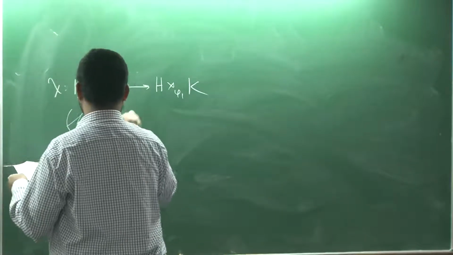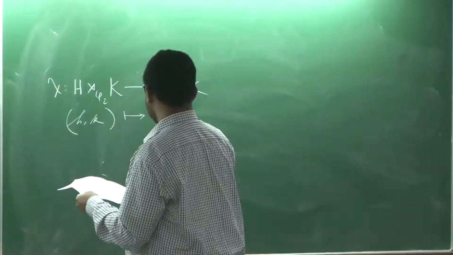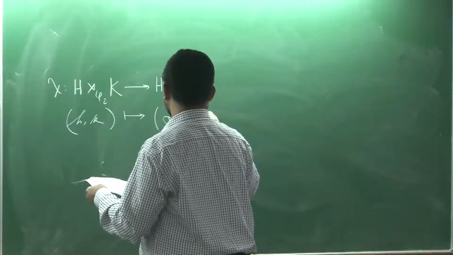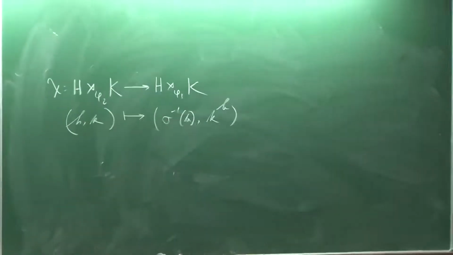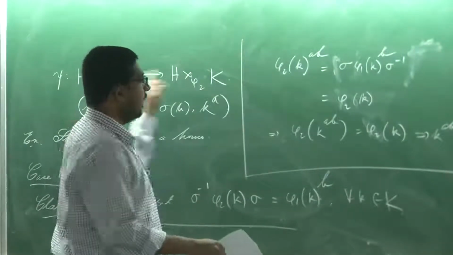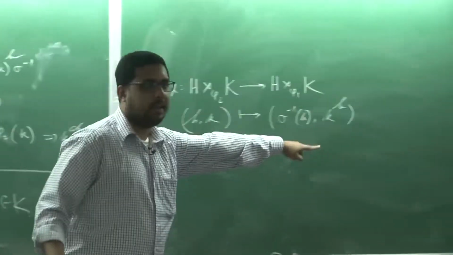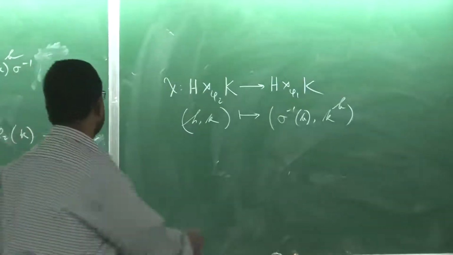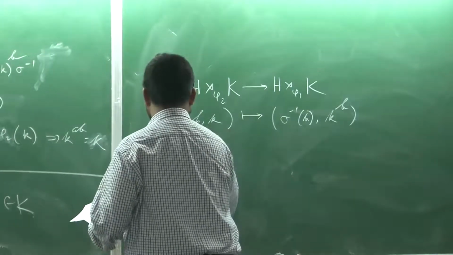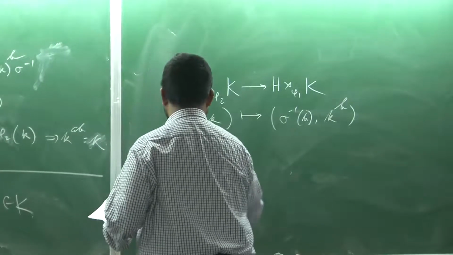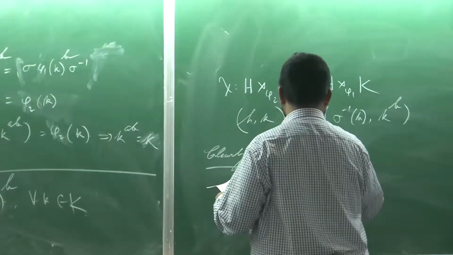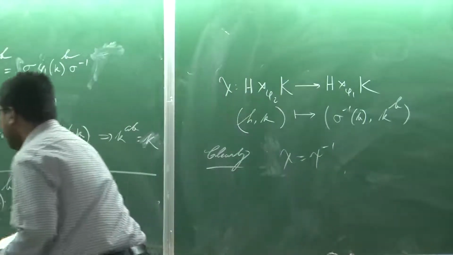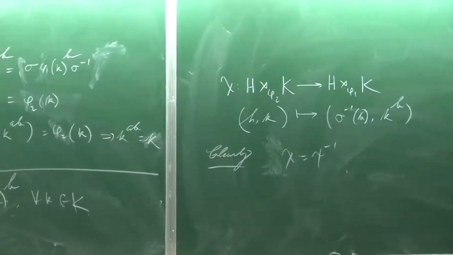How is that defined? (h, k) maps to sigma inverse h and k to the power b. You can immediately check that if you compose sigma, this psi and chi, the way they are defined, you will arrive at identity. So clearly psi inverse chi is the inverse of psi. So thus we have dealt with the situation when k is infinite.